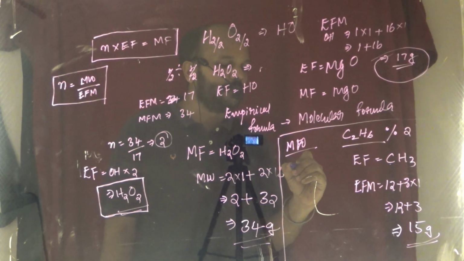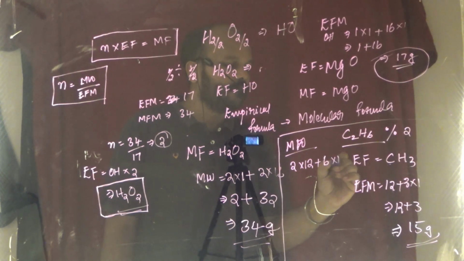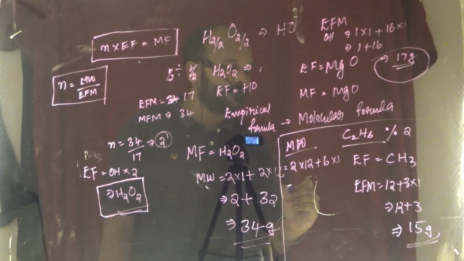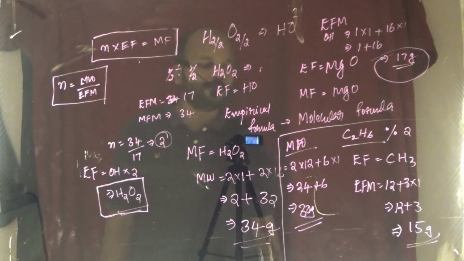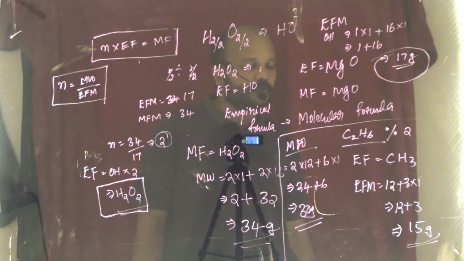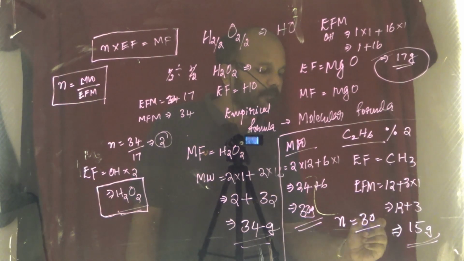So this is going to be 2 into 12 plus 6 into 1. So 2 into 12 is 24, plus 6, so this is going to be 30 grams. So yeah, 2 into 12 is 24, 6 into 1 is 6, right? So the n value is going to be 30 divided by 15.